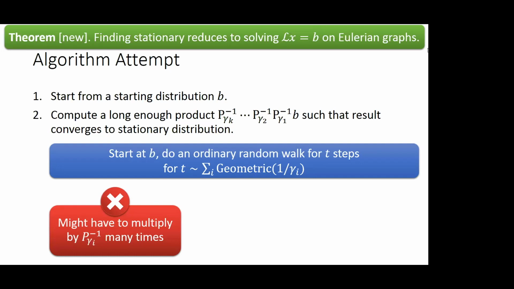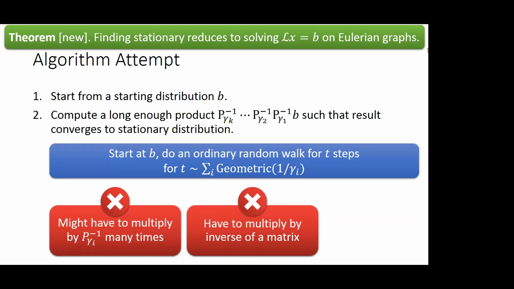So first, you might have to multiply by P gamma inverse a large number of times. For example, if gamma is a half, then that's a problem, because each 1 over gamma I term in the sum is just 2. And so if your mixing time is like n or something, you might have to multiply by like n of these matrices if each gamma I is some constant fraction.